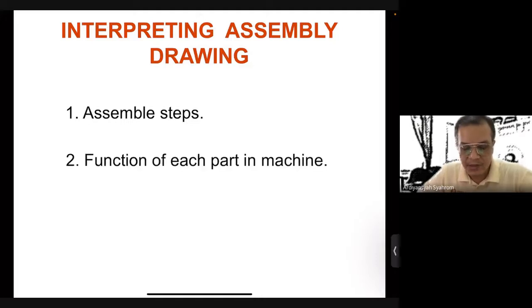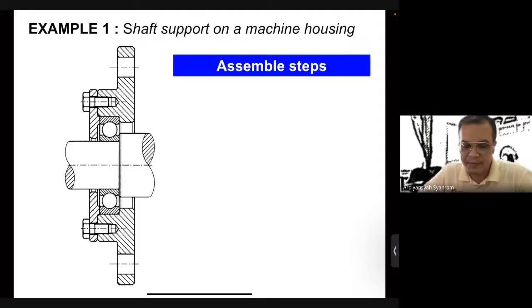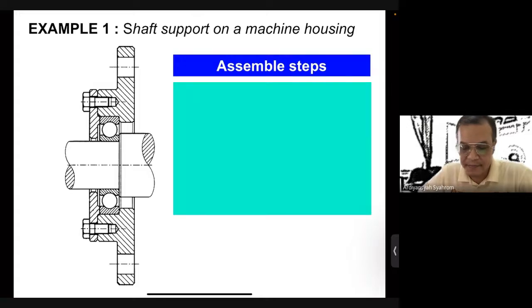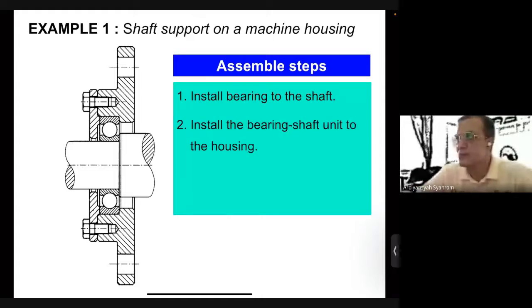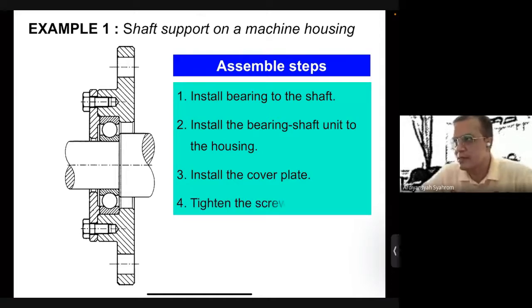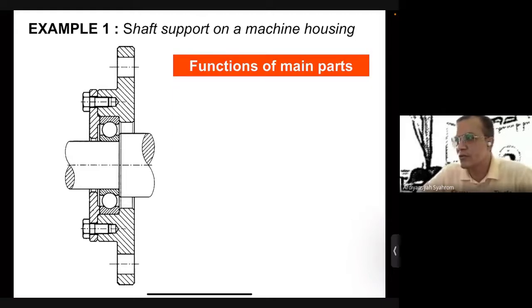Assemble step. Function of each part in the machine. Design concept. This example is a support on the machine housing. Assemble step: first, install bearing to the shaft. Second, install bearing shaft to the unit housing. Third, install cover plate. Fourth, tighten screw. That is how to assemble, and the function of the main parts.